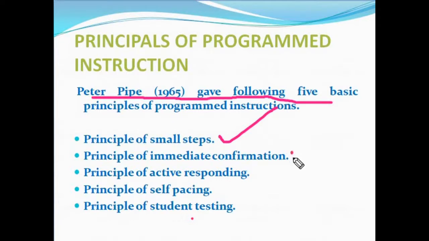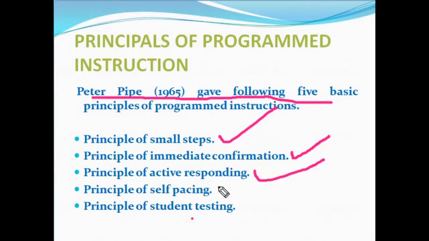Next one is the principle of immediate correction, which I have already explained to you. This is to satisfy the curiosity of the students, to motivate them and to provide reinforcement. We should immediately confirm whether the answer is right or wrong. Next is the principle of active responding. Students should be active. They should respond to every question in order to move ahead.